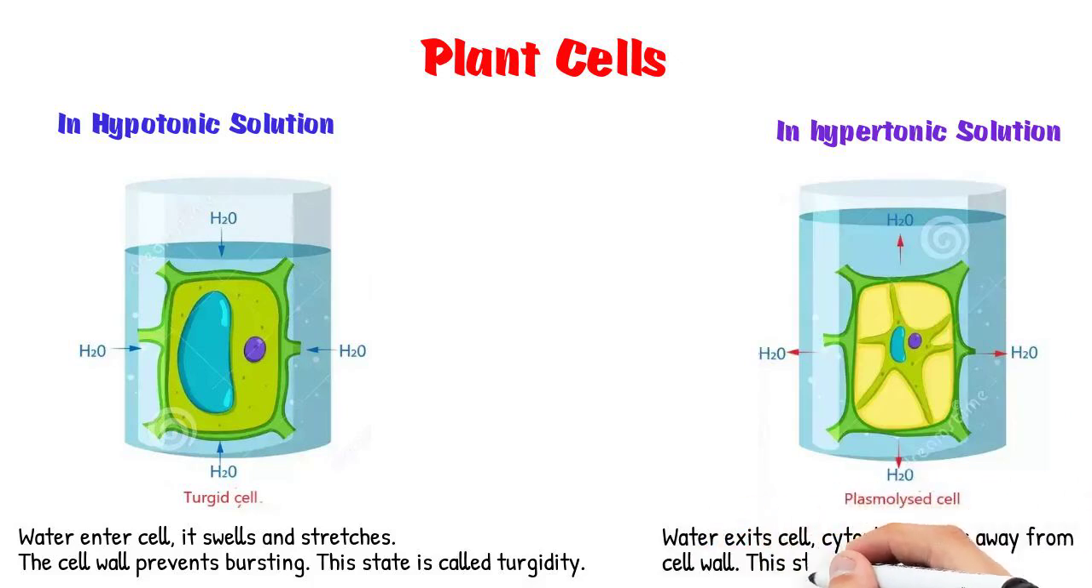On the other hand, when a cell is placed in a hypertonic solution, water leaves the cell by osmosis. The cytoplasm shrinks away from the cell wall. This state is known as plasmolysis. Wilting of plants occurs in this state. When a plant cell is placed in an isotonic solution, the cell remains normal. This state is called flaccidity. The best state a plant needs to grow properly is the turgid state. This is the reason plants grow better when there is a lot of pure water.